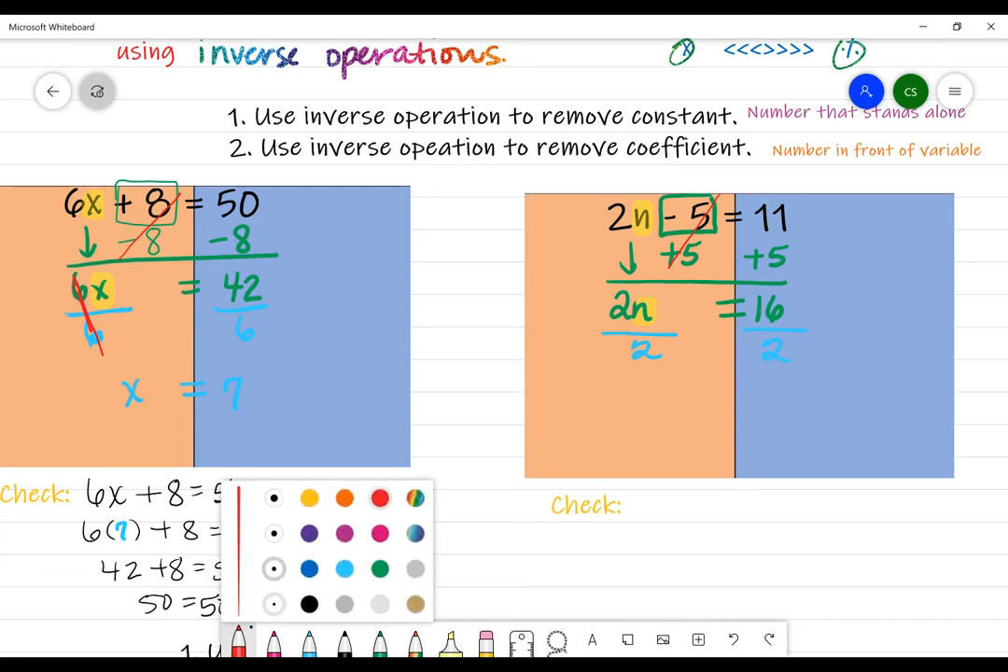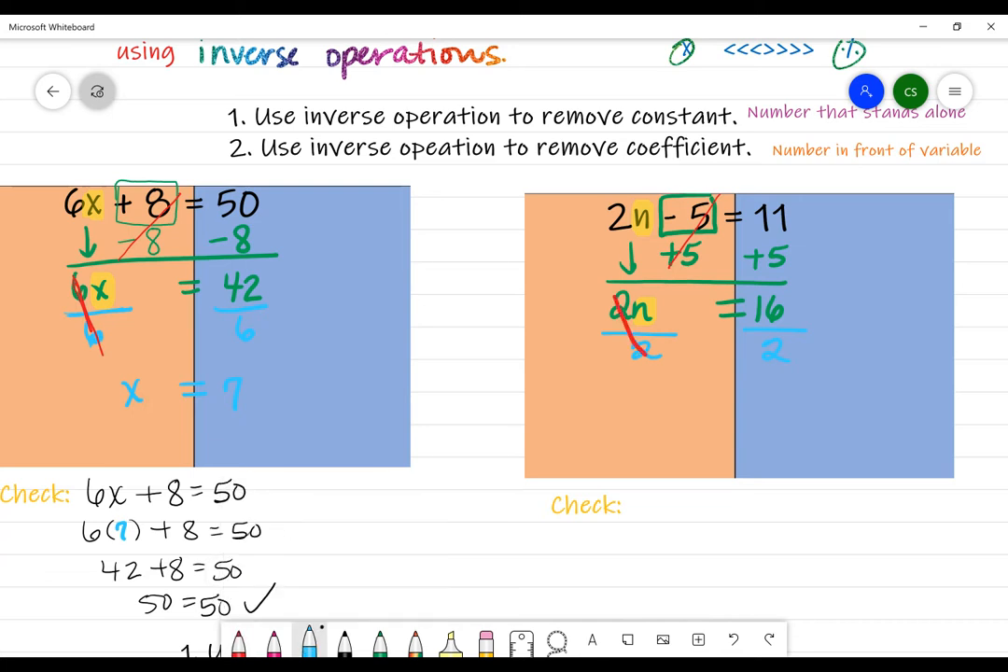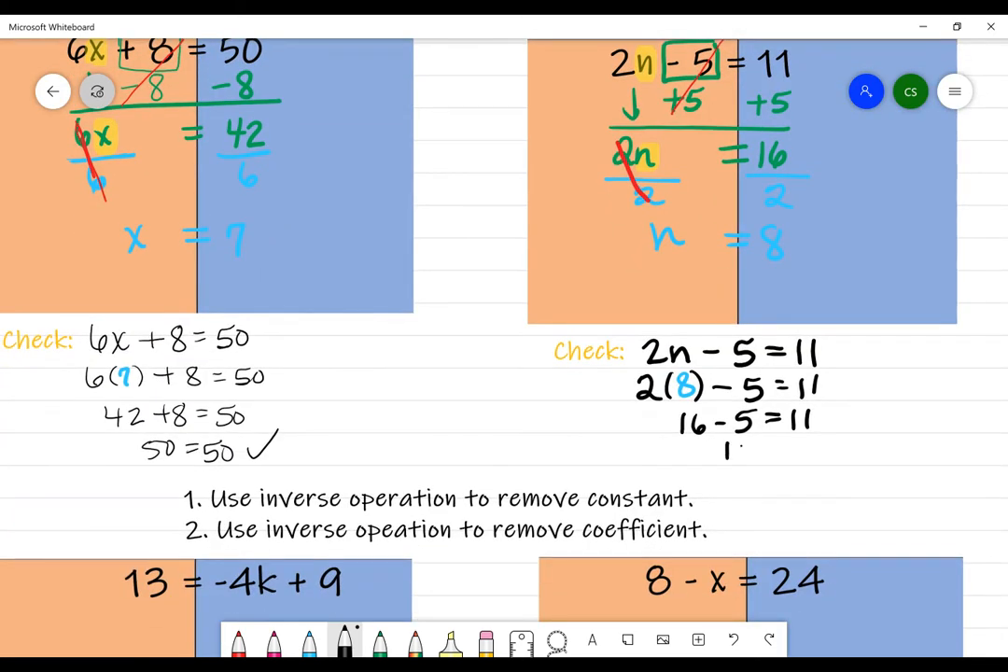Well, what happens to my 2's? They cancel out, and I'm simply left with n is equal to 8. And we're going to use substitution to check our answer. 2n minus 5 is equal to 11. Well, what did we say n was equal to? 8. So 16 minus 5 is equal to 11. And so 11 equals 11. Therefore, the equation is balanced and the answer is n is equal to 8.